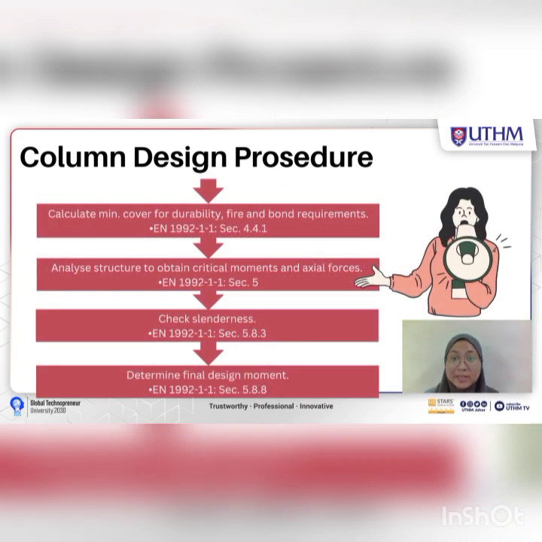After that, we calculate the minimum cover for durability, fire and bond requirements based on Eurocode 1992-1-1 section 4.4.1. After that, we analyze the structure to obtain critical moments and axial force by referring to Eurocode 1992-1-1 section 5. After that, we check the slenderness following the requirements of Eurocode 1992-1-1 section 5.8.3. And lastly, we determine the final design moment based on Eurocode 1992-1-1 section 5.8.8.